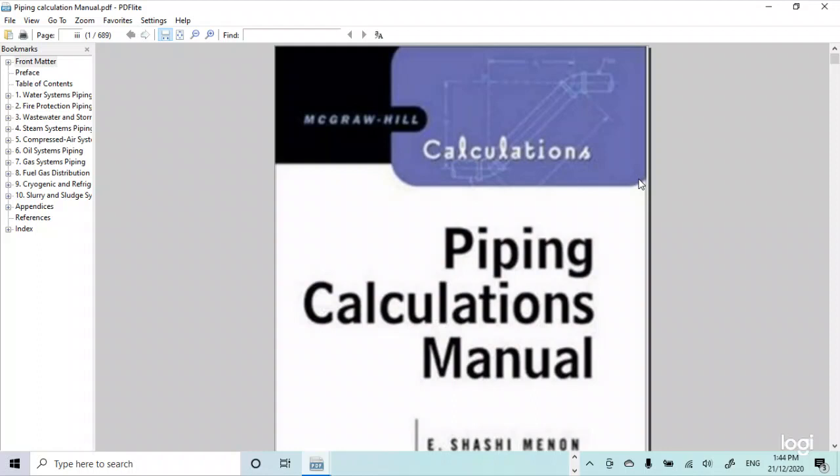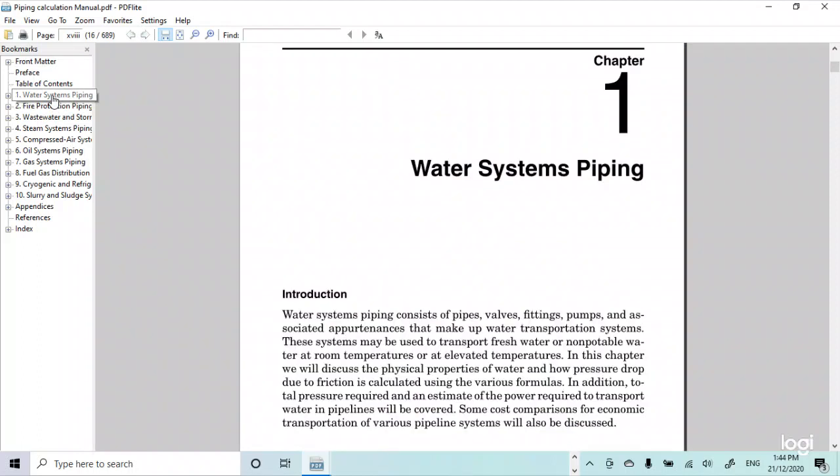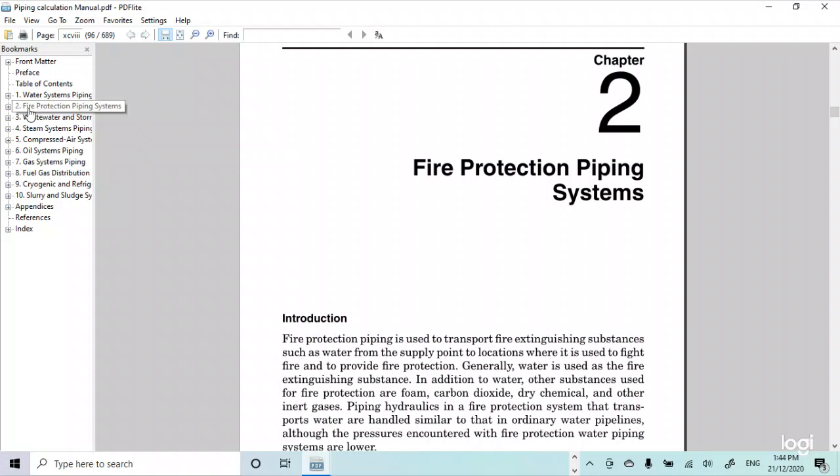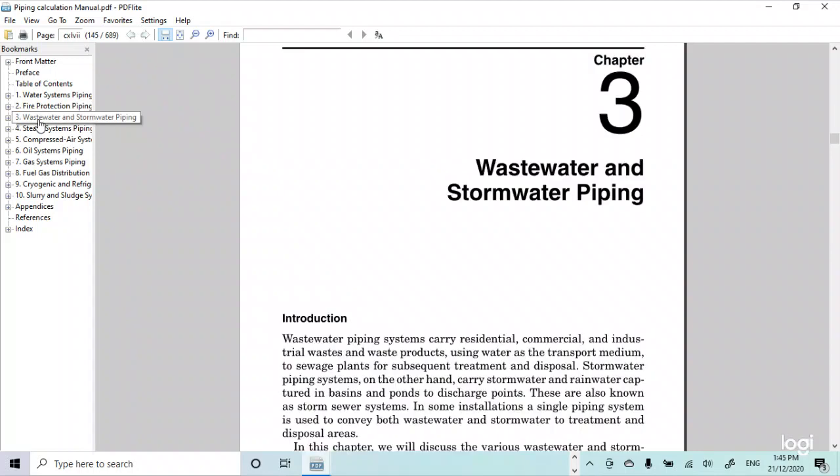Chapter 1 is about water system piping. Chapter 2 explains the fire protection piping system. In chapter 3 you can read about waste water and storm water piping.